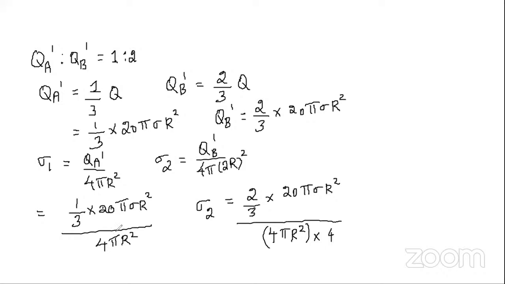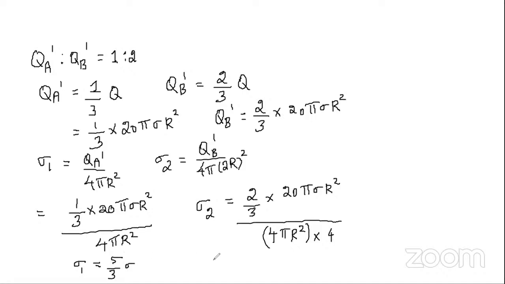So this pi r squared and this pi r squared will get cancelled, and this 4 and this 20 can get cancelled. So you will be getting pi by 3 sigma. After cancelling out these terms, that is pi by 3 sigma. So sigma 1 will be pi by 3 of sigma. Sigma 1 equal to pi by 3 of sigma.